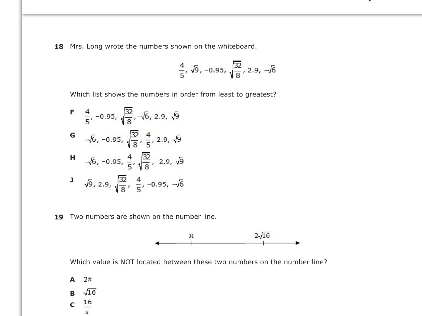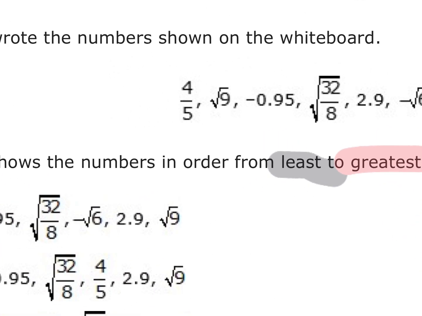Miss Long wrote the numbers shown on a whiteboard. Which list is in order from least to greatest? Several times I saw people write on the homeworks backward, least to greatest. So we want to start small and get big. So we have to find the decimal for each of these values so we can do this. So let's see.